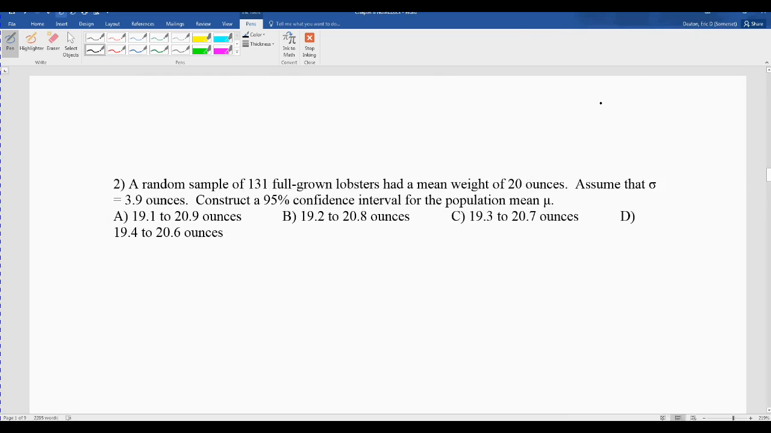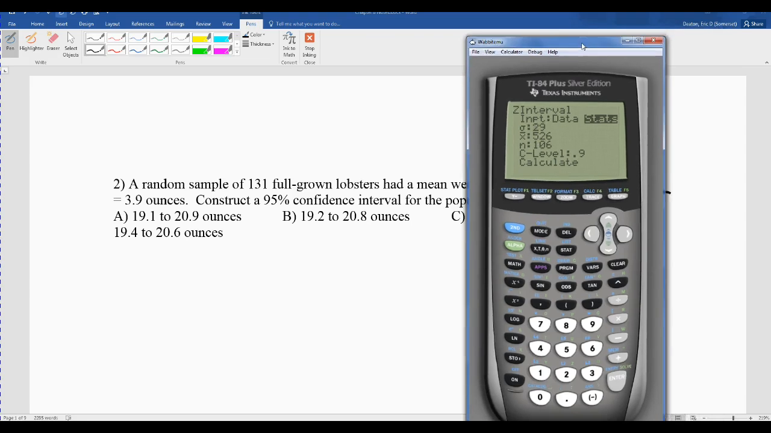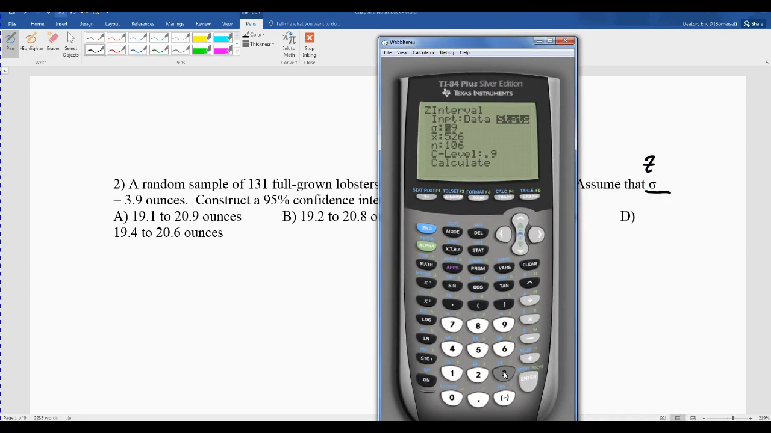Well, I gotta look at the problem first. Sigma is known. Sample is greater than or equal to 30. This is a z. So let's go back to Stat, Test, z interval is 7. I want to keep it on stats. Sigma is given to be 3.9.